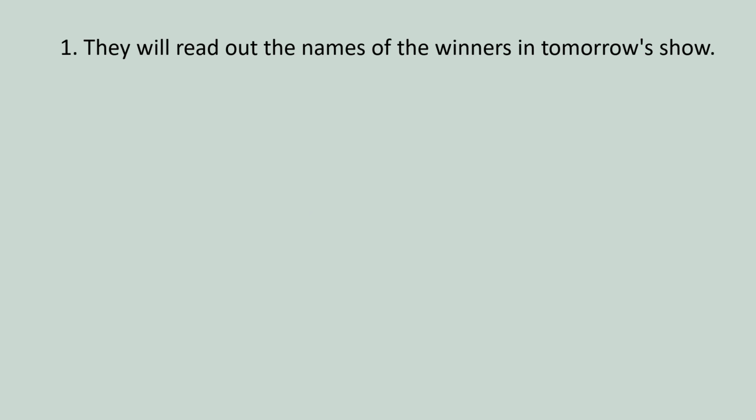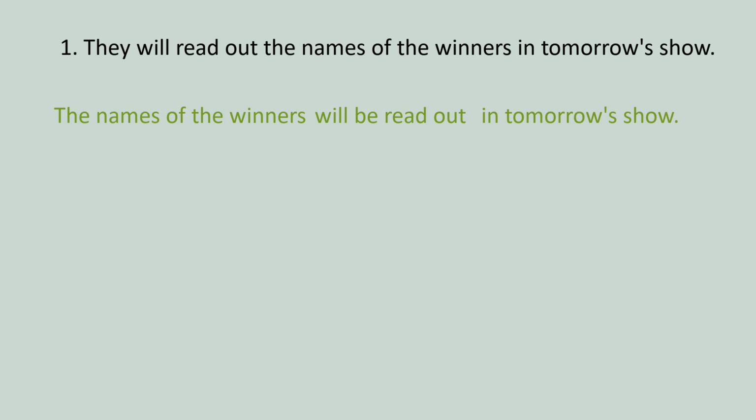Exercise number 1, they will read out the names of the winners in tomorrow's show. Step 1, move the object to become the new subject. Step 2, conjugate the verb to be. As you know, after a modal auxiliary verb we need be: will be. The past participle of the verb read is read, so: will be read out. And now I add the rest of the sentence. And finally, I can ignore the active subject or add it with by to the end of the sentence.